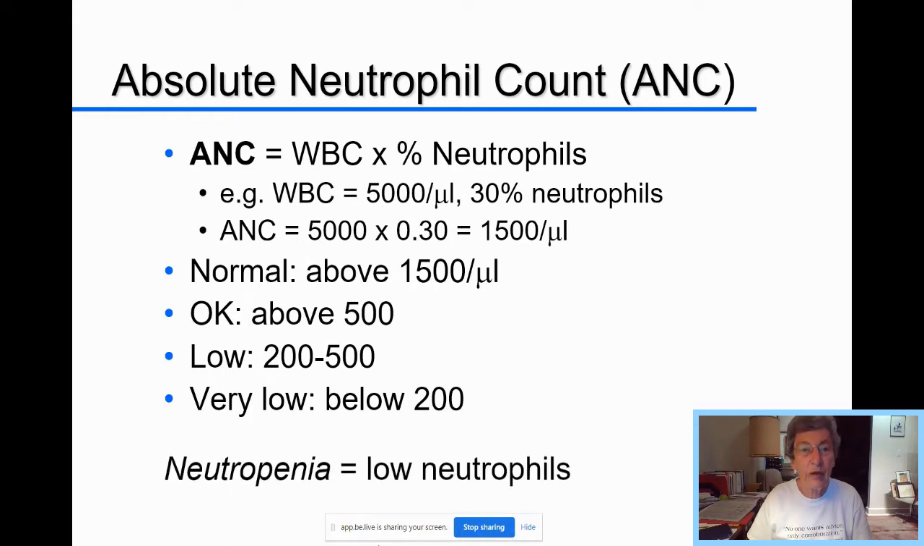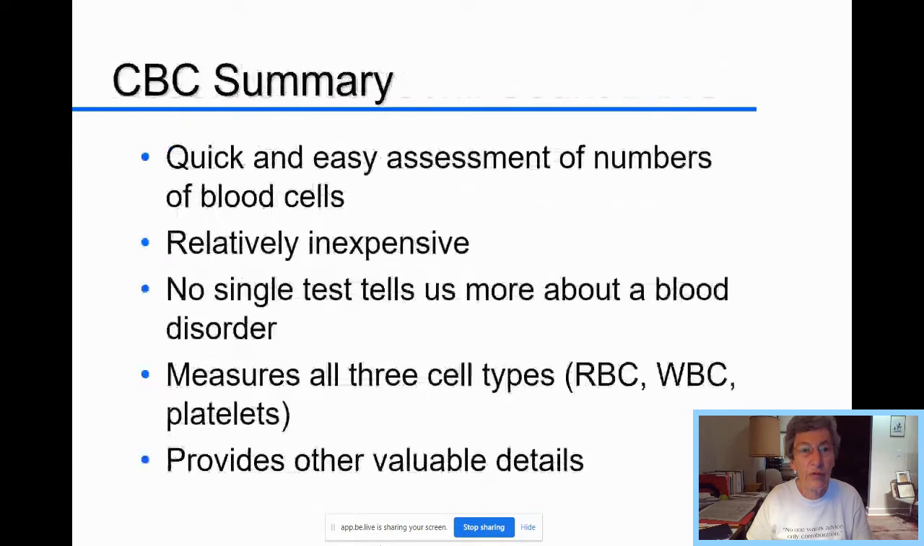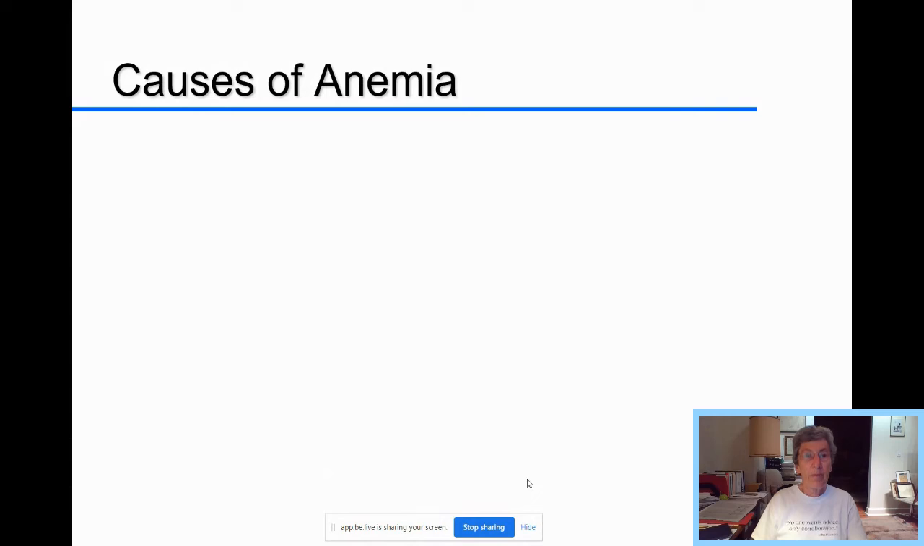So neutropenia is low neutrophils. A CBC, in summary, is a quick and easy assessment of numbers of blood cells. It's relatively inexpensive. It's a single test that tells us more than we ever needed to know about a blood disorder, measures all 3 cell types, red, white, and platelets, and provides lots of other valuable details that the physician will look at. Now, what are the causes of anemia?